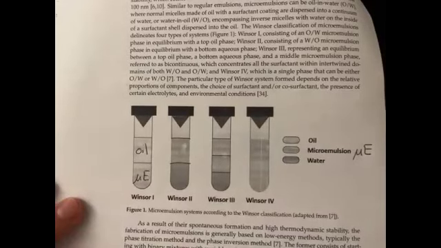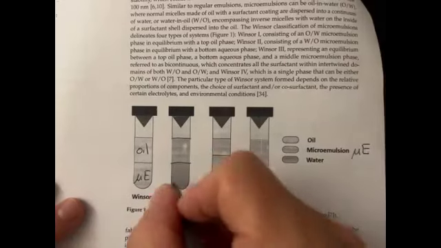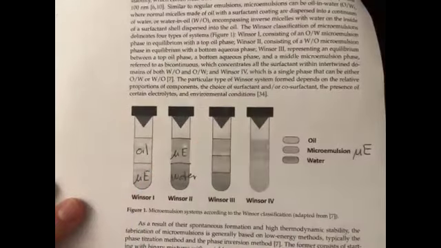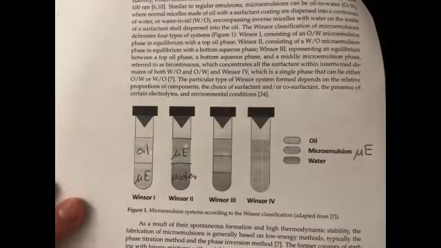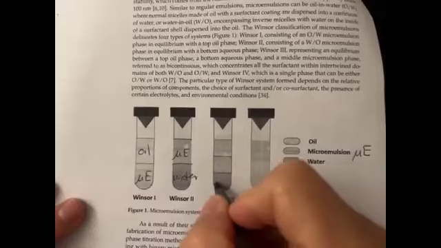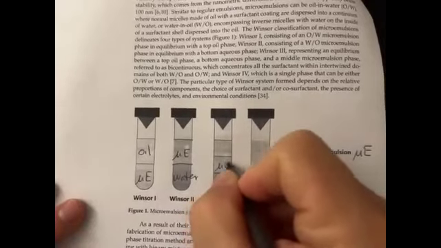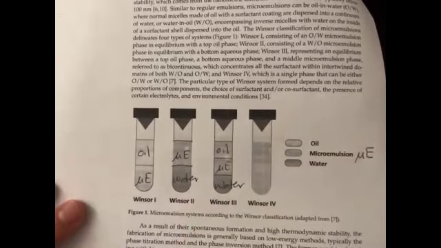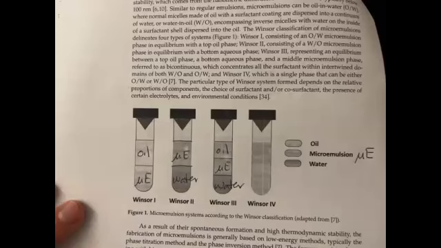And Windsor 2 is going to be water, microemulsion on top, water being the most dense. Then we've got water, we've got microemulsion, and we've got oil. That's 3 phases. That's a Windsor 3.